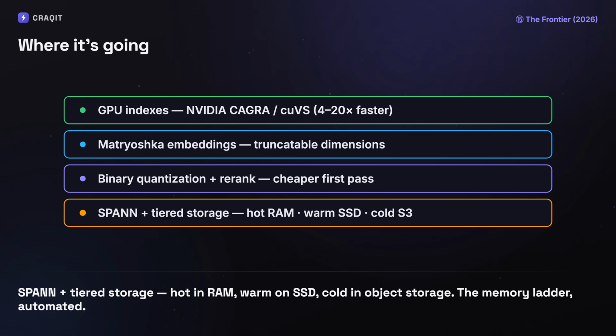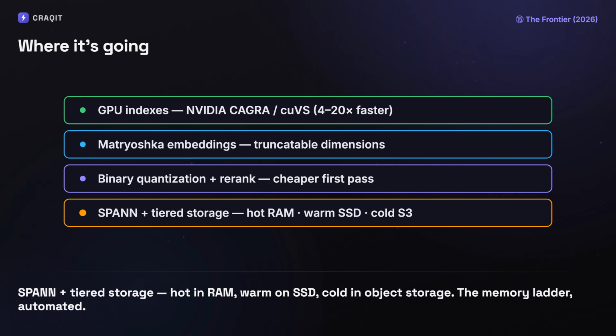There's also a whole family beyond HNSW and DiskANN worth a nod. SPANN, for instance, is a partition-based index that keeps the centroids in memory and the posting lists on disk. Another point on the memory versus cost curve for billion-scale data. And tiered storage is becoming standard. Hot vectors in RAM, warm on SSD, cold in object storage, with the system promoting and demoting them by access pattern, the memory ladder made automatic.